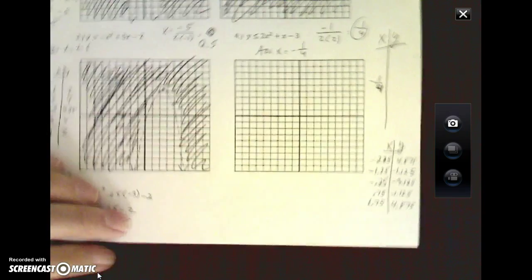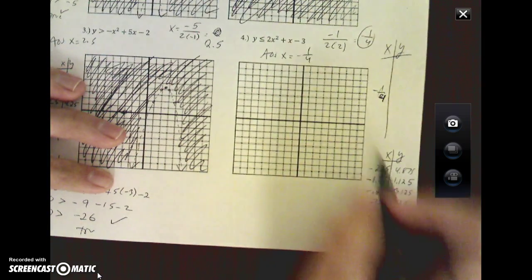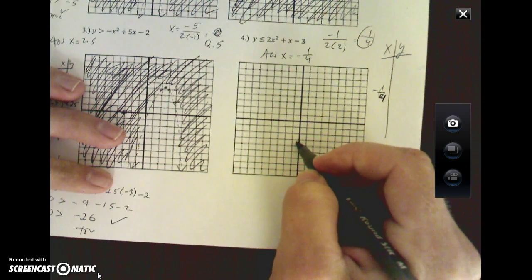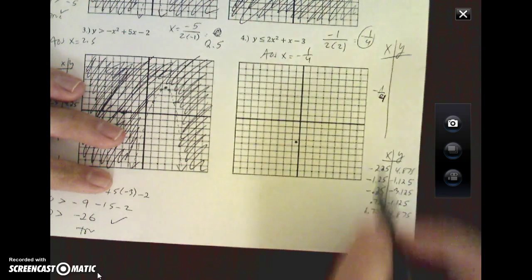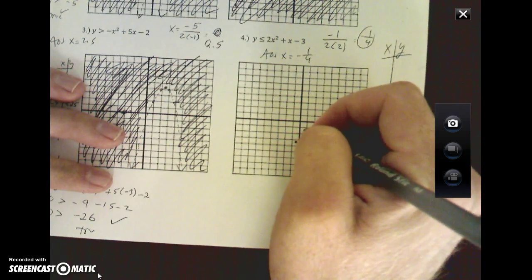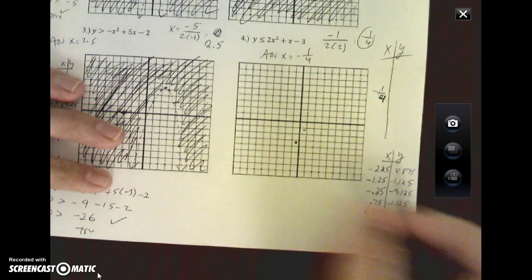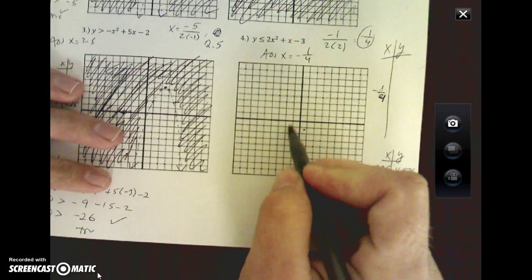Alright, so some ugly numbers, but it is what it is. Negative 0.25 and then down negative 3.125, so I'm right here. Roughly about there. There's my vertex. 0.75 and then negative 1.125. Roughly about here. I can flip that over then. Let's see here. Negative 1.25.